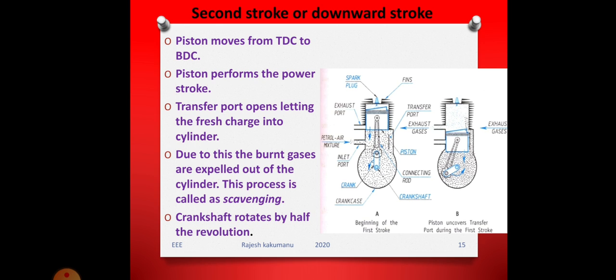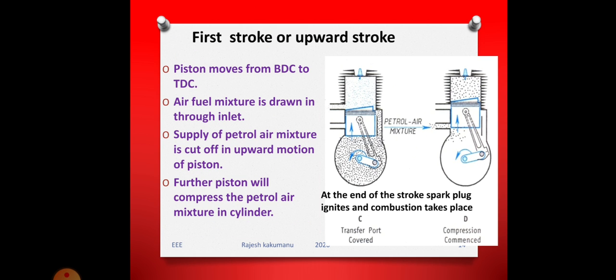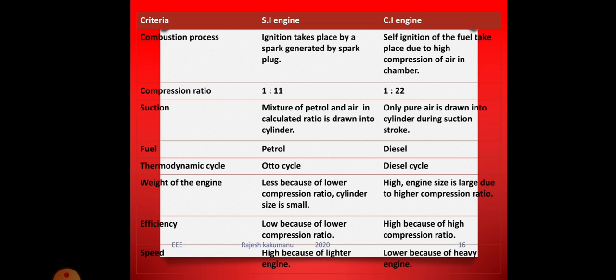The crankshaft rotates by half a revolution, and the remaining half revolution makes one complete cycle. Thereby the ignition takes place. One complete cycle has two strokes. What is the first one? First stroke, the upward stroke, and then the downward stroke.